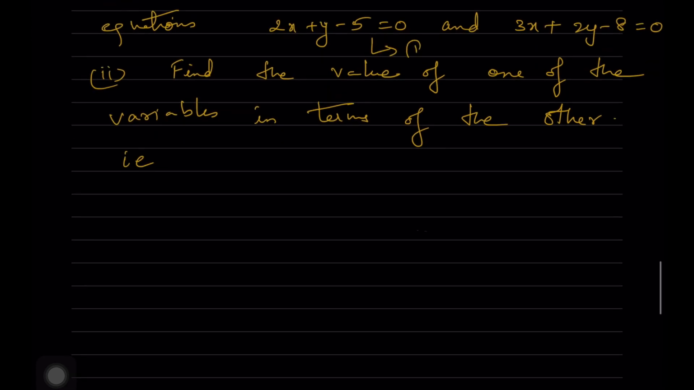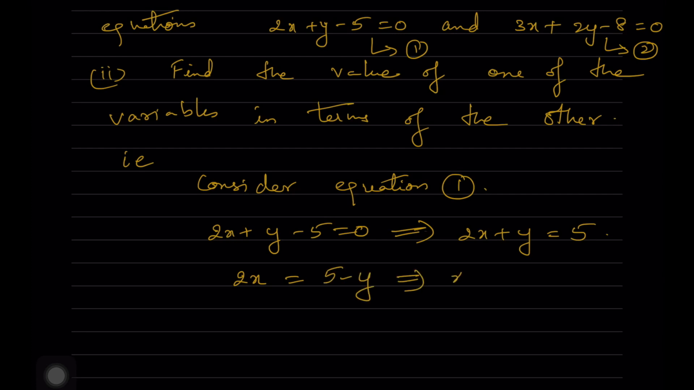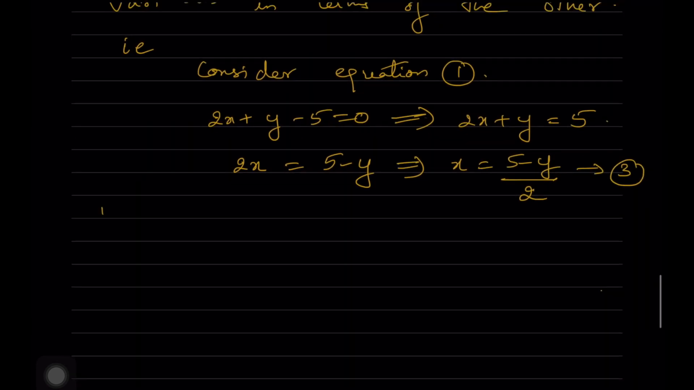That is, we take this as equation 1 and the other one as equation 2. So consider equation 1 over here. What is equation 1? 2x plus y minus 5 is equal to 0 is equation 1. From that we can write 2x plus y is equal to 5, or 2x is equal to 5 minus y, or x is equal to (5 minus y) by 2. So we are taking this as equation 3.